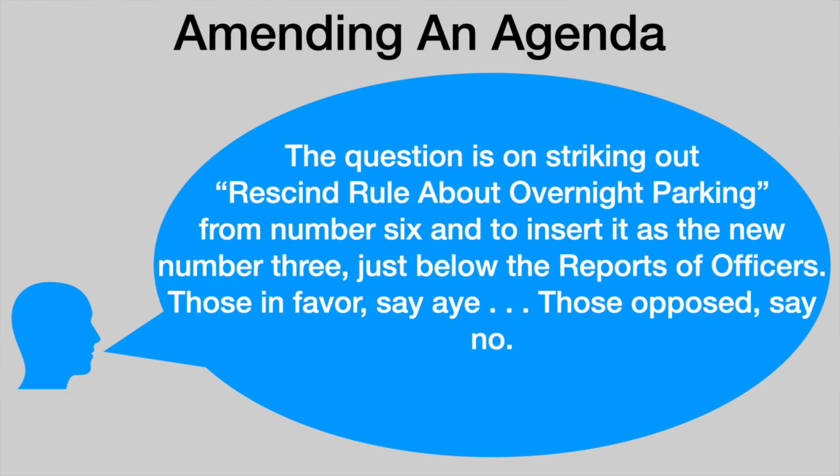After any debate, the amendment would be put to a vote by the chair saying, "The question is on striking out 'rescind the rule about overnight parking' from number 6 and to insert it as the new number 3 just below the reports of officers. Those in favor say aye. Those opposed say no." The amendment requires a majority vote, and if it is adopted, the proposed agenda is changed to reflect the amendment. If the amendment is lost, the proposed agenda is not changed.